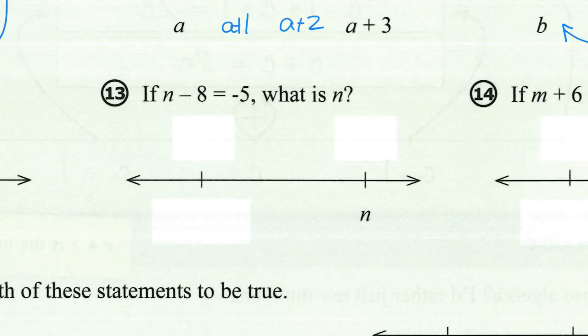Number 13, now we're missing a little bit more of our number line. N minus 8 would be right there, and that's the same as -5. So see if you can figure out what n would be. Now I know that I need to go 8 units to the right.